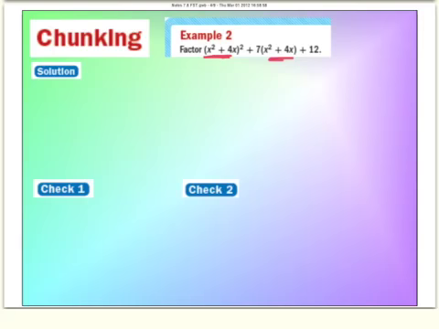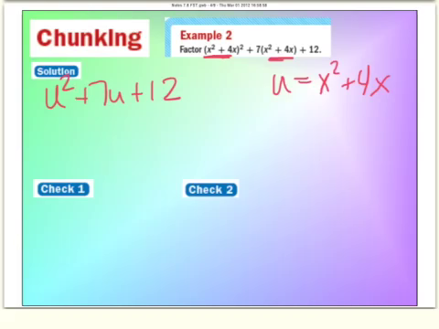So what I want to do is I'm going to actually say, let the letter u equal x squared plus 4x. And I'm going to substitute that in for wherever I see it, just to make this thing look more simple. So if I do that, I'm going to have u squared plus 7u plus 12. Now when I look at that, this is actually quite easy to factor. This factors very nicely. Factors of 12 that add up to 7 would be plus 4 and plus 3. And that is actually completely factored.